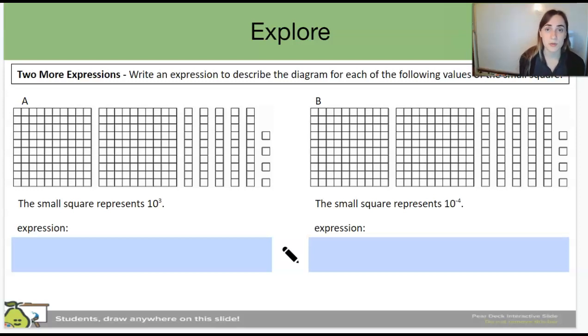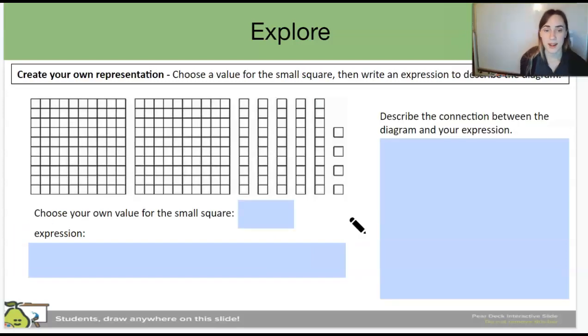If you happen to finish before the rest of your class finishes, or if you're working on your own, challenge yourself to come up with more than one expression that could represent these diagrams. And when you're ready, we'll move on to the end of our Explore section on slide F. And on slide F, you're going to get to be really creative. So you're going to choose your own value for the small square and write an expression to describe the diagram. So challenge yourself to pick a power of 10 or a different value for the small square that is just enough to challenge you. And then describe on the right the connection between the diagram and your expression.